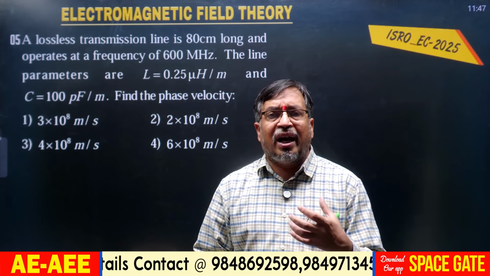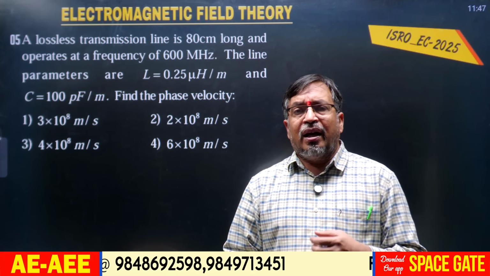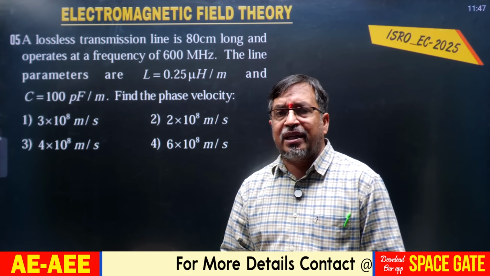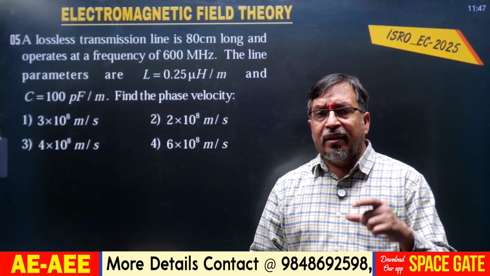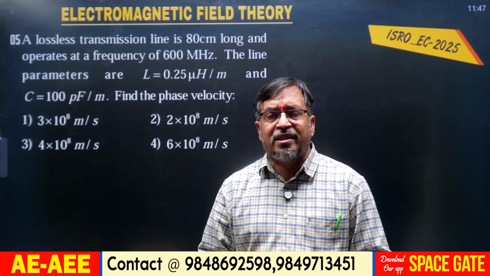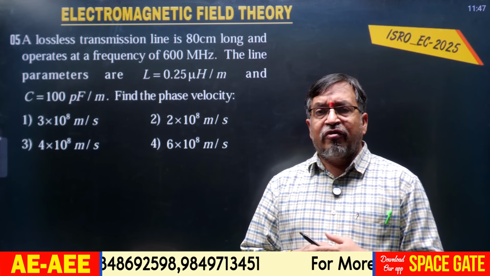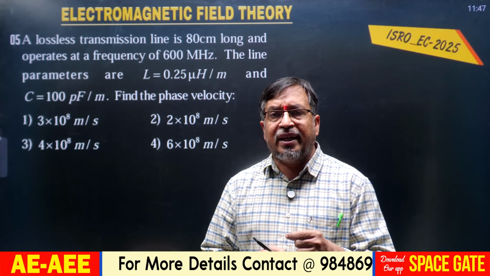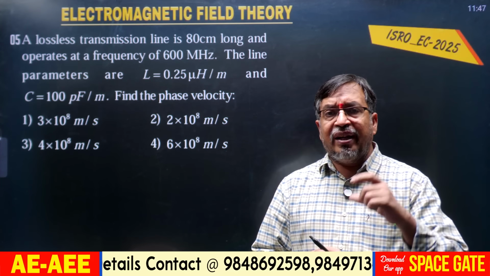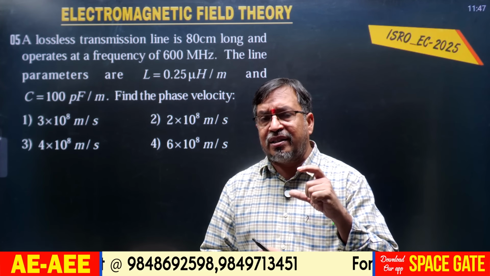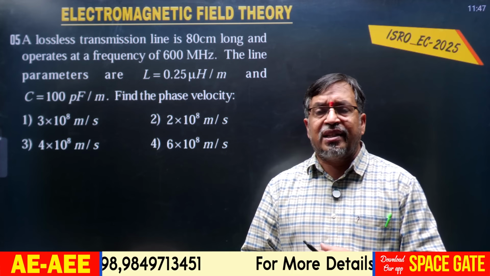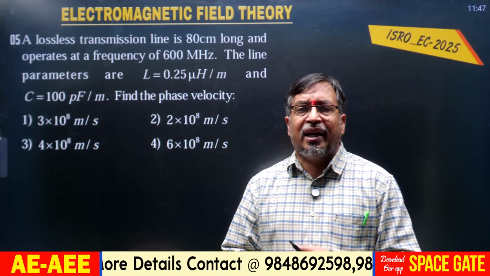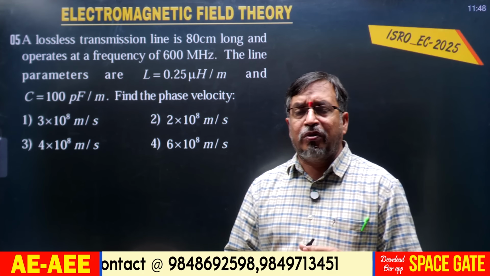What is the meaning of lossless transmission line? Yes, a transmission line is said to be lossless when the conductor of the transmission line is a perfect conductor and the dielectric medium between the two conductors is a perfect dielectric. When the conductor is a perfect conductor, that means R equal to 0. And when the dielectric medium is a perfect dielectric, then we consider G equal to 0. So the condition for lossless transmission line is R equal to 0 and G equal to 0.